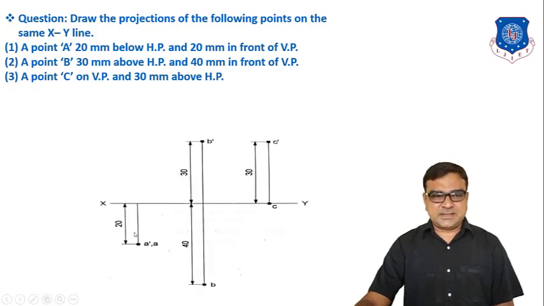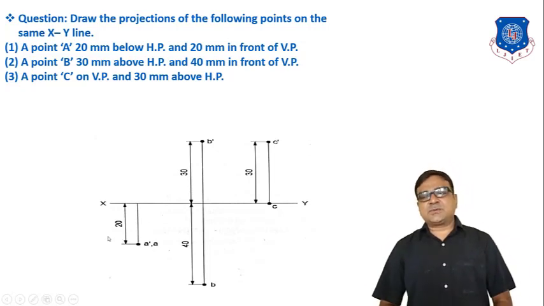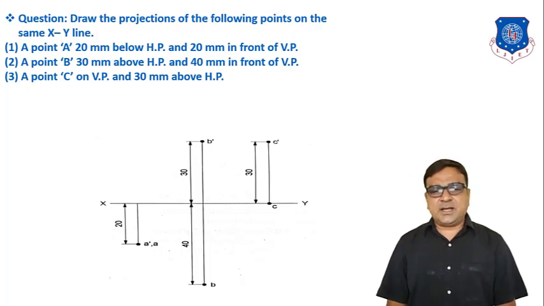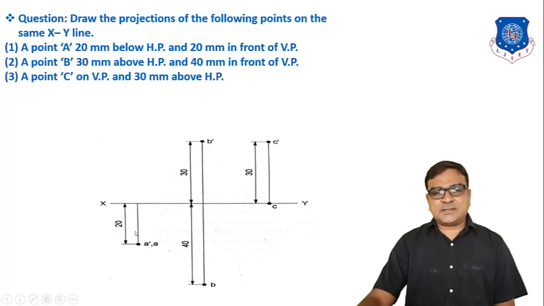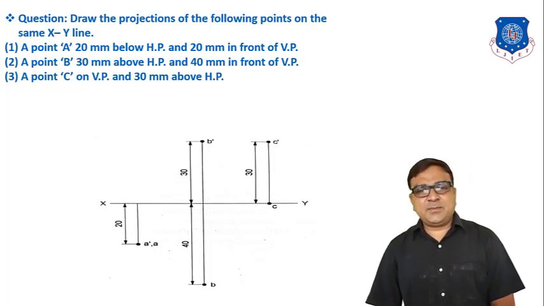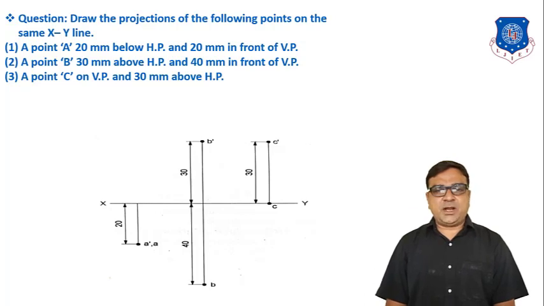You can see in the answer, because point A is in the fourth quadrant, its projections, both front and top view, will come below the XY line. And here the distances from HP and from VP are both the same. So in our answer, draw the XY line, and A dash and A, both the front and top view, will come at a distance of 20 mm from XY. Second question: point B is 30 mm above HP and 40 mm in front of VP.